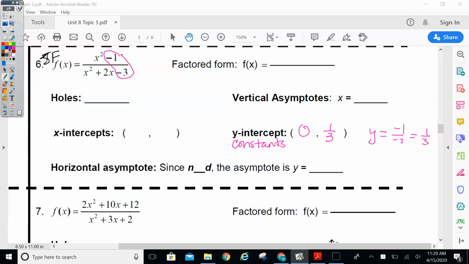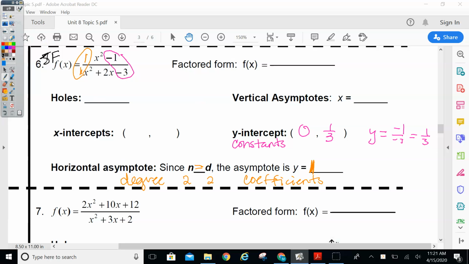And then you look at your exponents first. The degrees of the numerator is 2 and the denominator is 2. Since 2 and 2 are equal, then you can look at the coefficients, which in this case, again, is 1 and 1. So 1 divided by 1 is just 1.